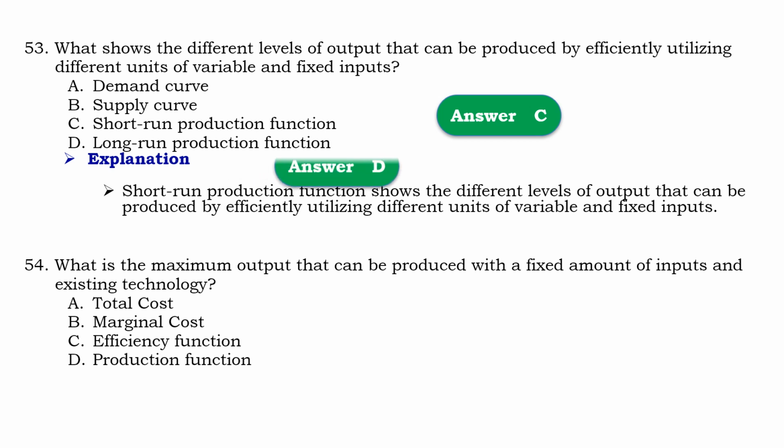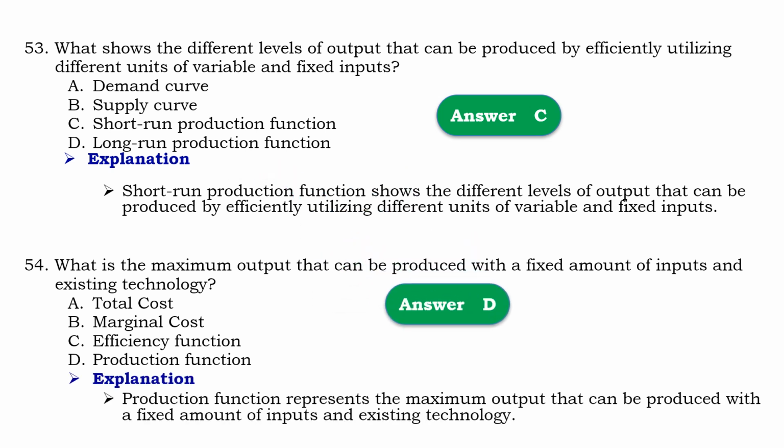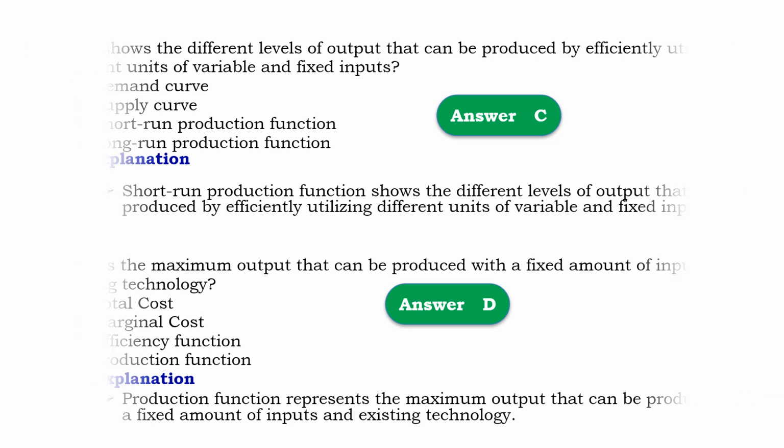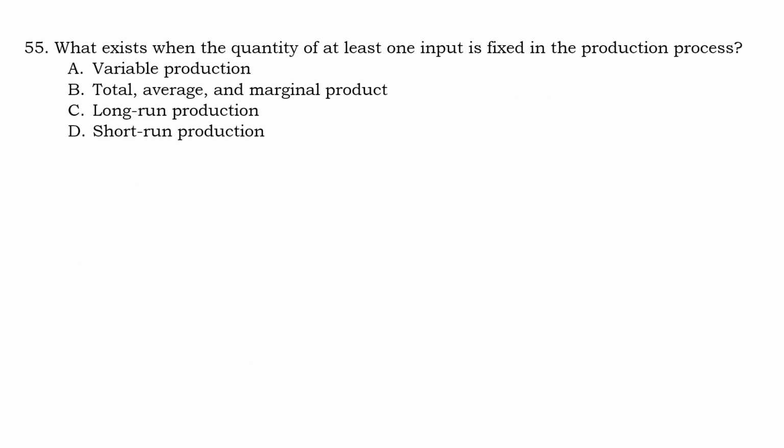So that should be D, production function. Means that production function represents maximum output that can be produced with a fixed amount of input and existing technology. Question number 55, what exists when quantity of at least one input is fixed in production process?